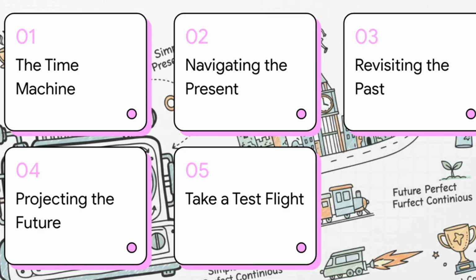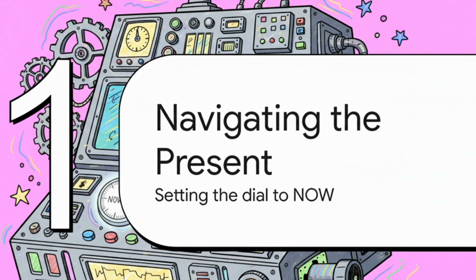Okay, so here's our flight plan for this explainer. We're going to warm up our time machine, get the hang of navigating the present, then we'll dial it back to the past, and finally, we'll jump ahead to the future. And after all that, you'll get to pilot your own test flight. Sound good? Let's go.